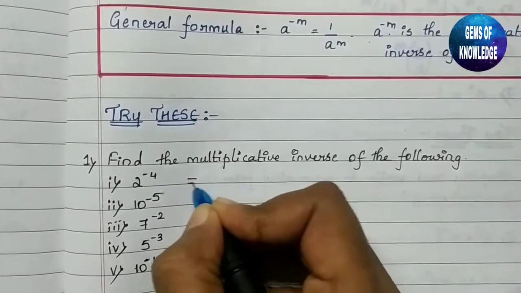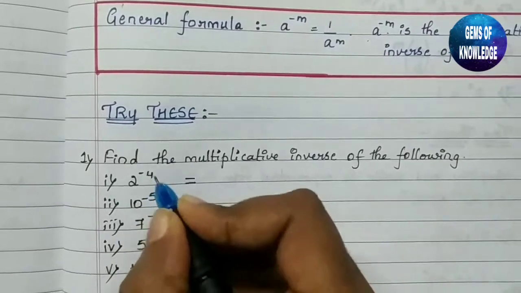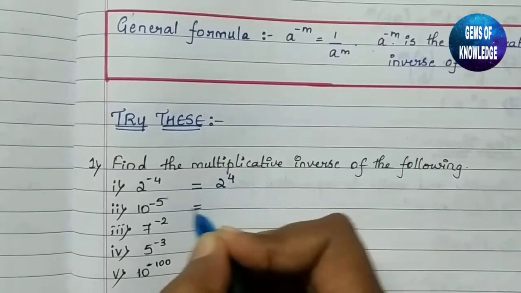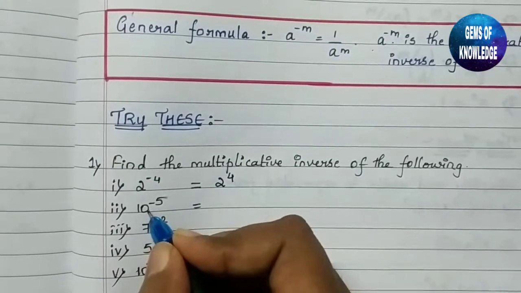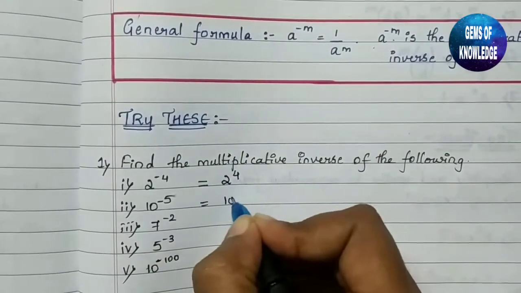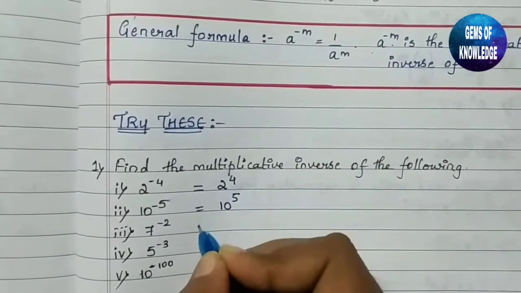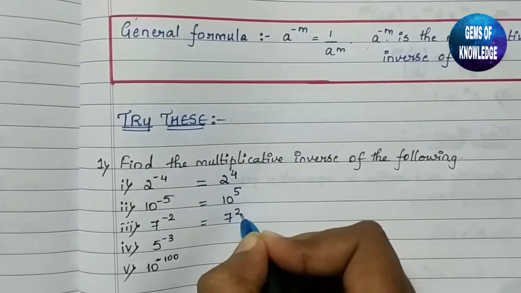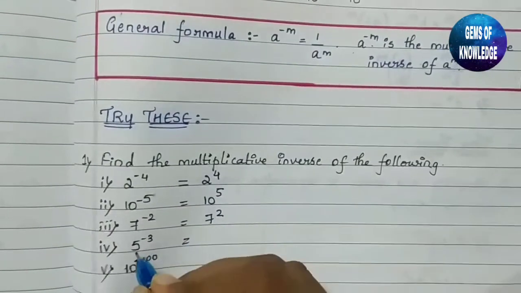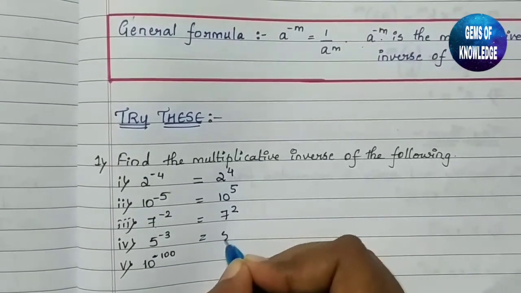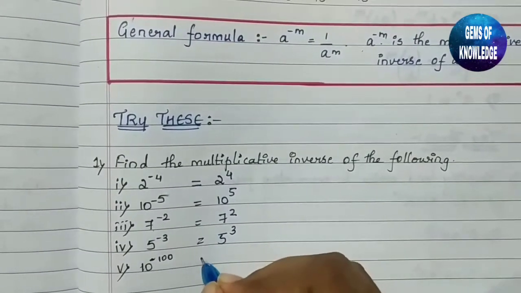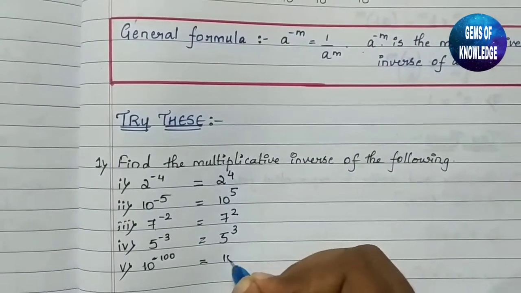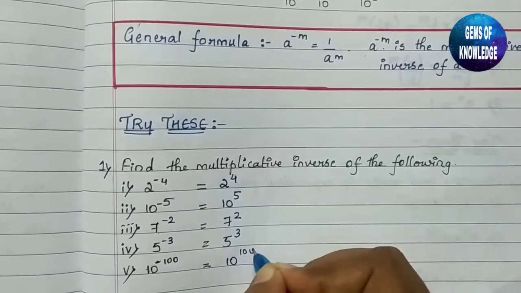So the first one is 2 to the power of minus 4. The multiplicative inverse will become 2 to the power of 4. The second one is 10 to the power of minus 5, here it will become 10 to the power of 5. 7 to the power of minus 2 can be written as 7 square. Next, 5 to the power of minus 3 can be written as 5 cube. Okay, and 10 to the power of minus 100 can be written as 10 to the power of plus 100.